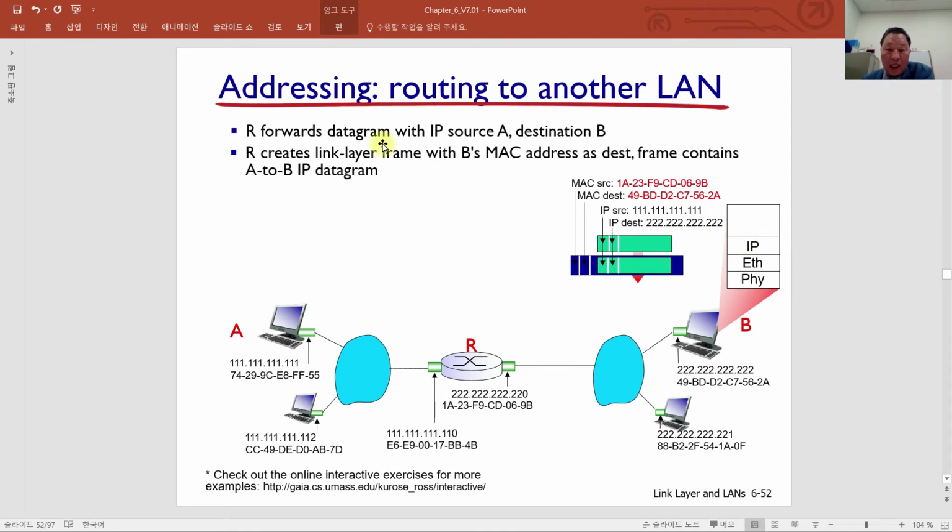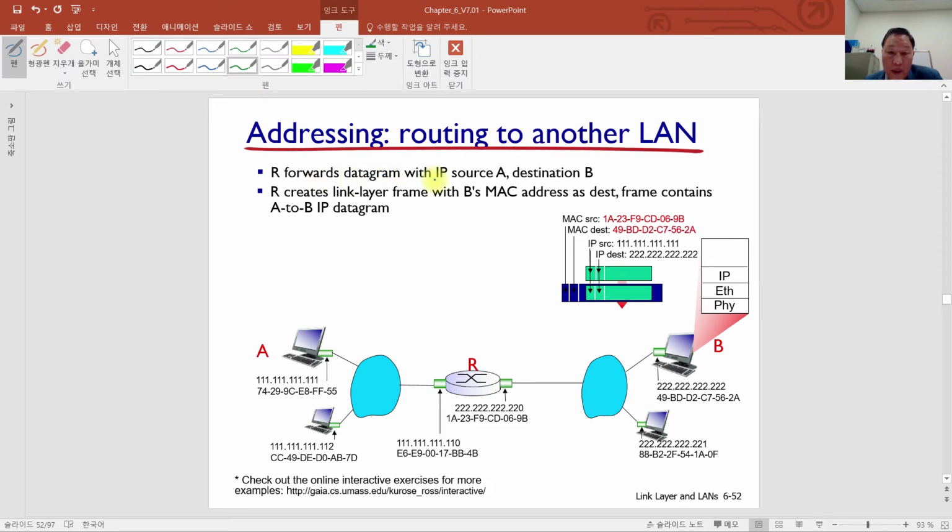The router ports the datagram with IP source A, destination B, and this R creates a link layer frame with B's MAC address as destination, as we observed already in the previous slide. The frame contains the A to B IP datagram. This is the same as before, but this one is finalizing the Ethernet frame transmission here.